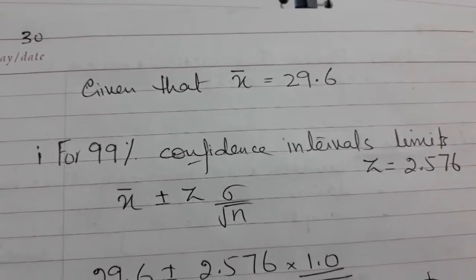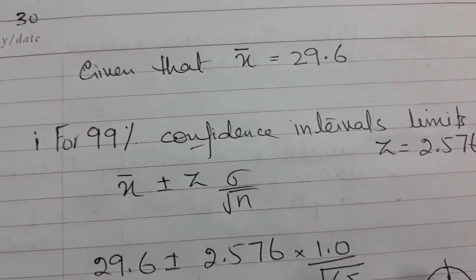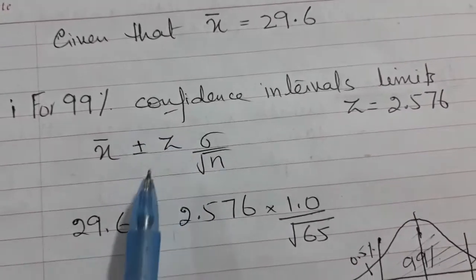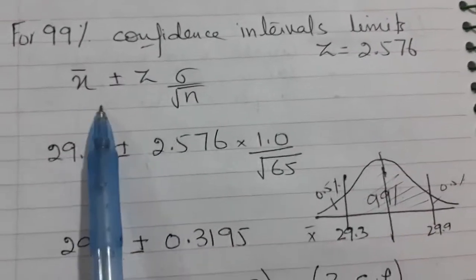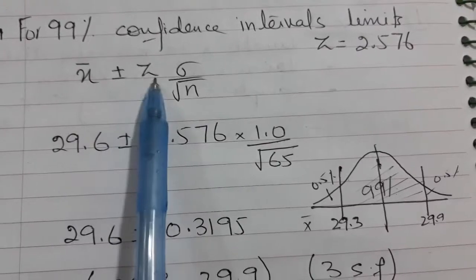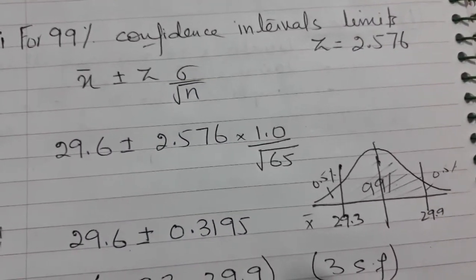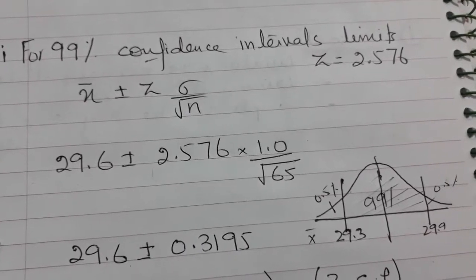Okay, so the mean of the 65 sweets, the sample mean, is given to you as 29.6. You have to calculate the 99% confidence interval. So the formula is x bar plus minus z sigma over root n. Now I'm repeating, mostly students make mistakes in writing the value of z.